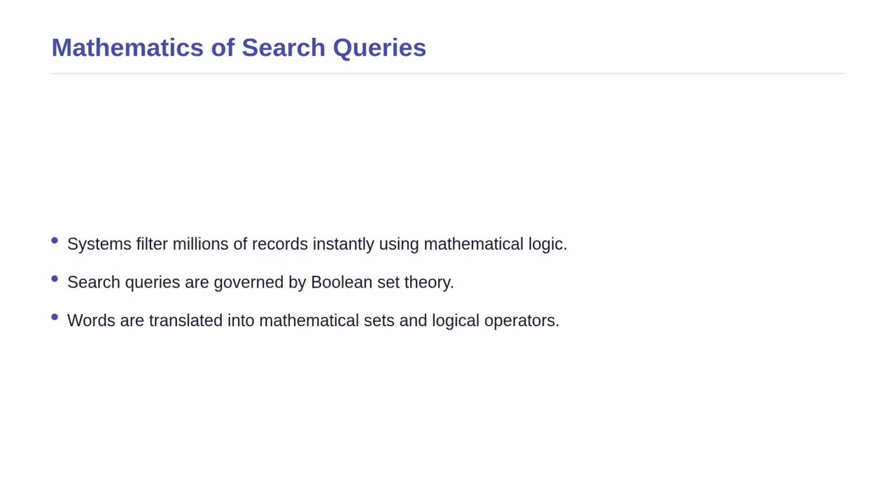This incredible speed and cross-referencing ability leads us to an important question. How do these systems filter millions of records so quickly? The answer lies in the underlying mathematics of search queries, which is governed by Boolean set theory. When you type a search into Entrez or the sequence retrieval system, the computer does not just read your words. It translates your words into mathematical sets. It then uses logical operators to find the intersection, union, or difference of these sets to pinpoint your exact data.